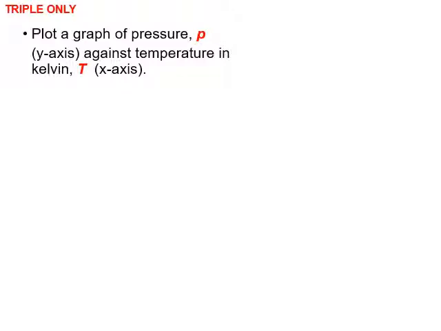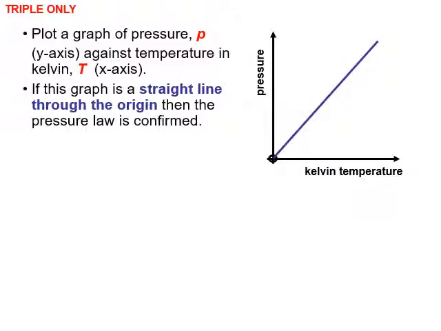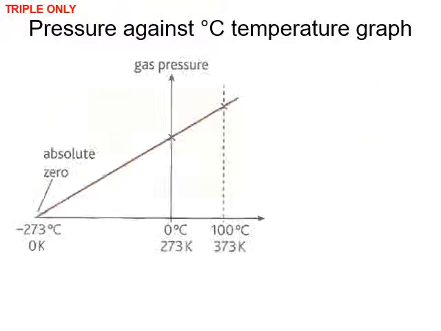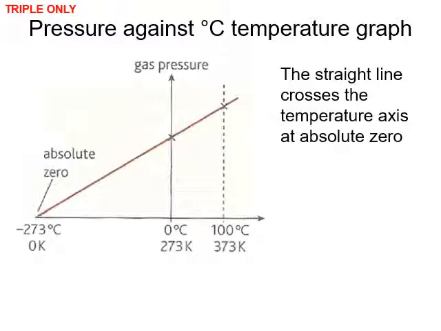So if you plot a graph of pressure against temperature, you should get a straight line graph through the origin, saying that the pressure law has been confirmed. And the pressure law is also confirmed if each set of Kelvin temperature and pressure measurements give the same answer when the pressure is divided by the Kelvin temperature. So P divided by T should be a constant. If you plot a pressure against degrees Celsius temperature graph, you will be able to extrapolate back to the temperature of absolute zero, because it's going to cross the x-axis at absolute zero.